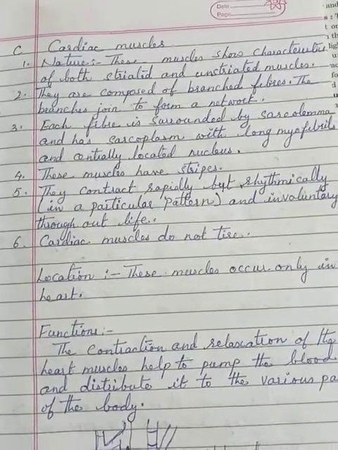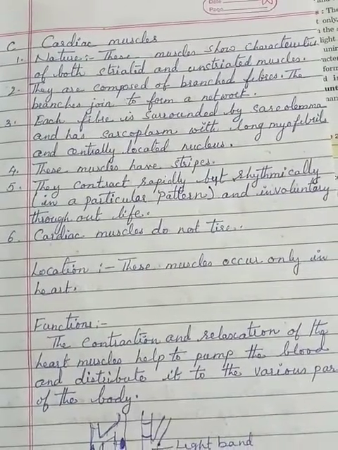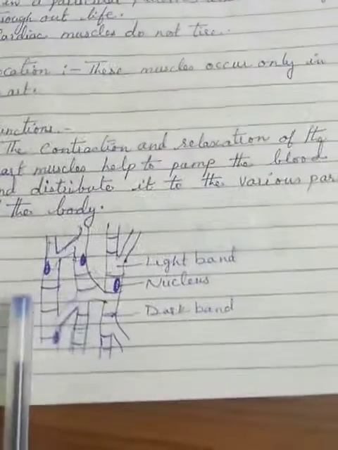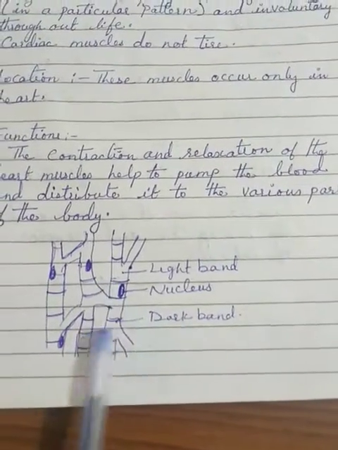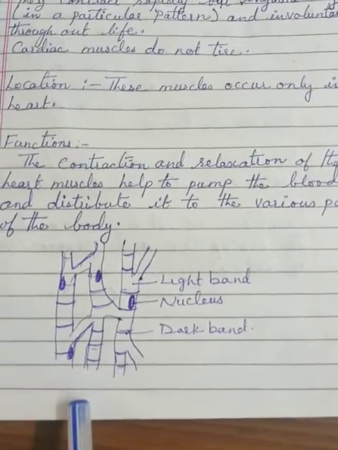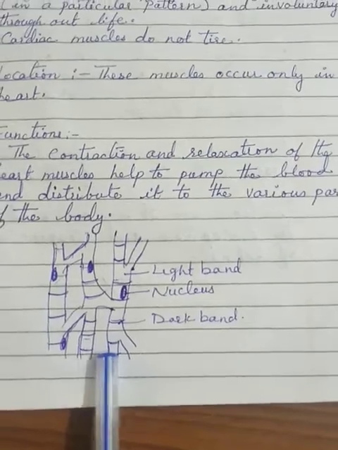They are composed of branched fibers. These branches join to form a network. Here you can see these muscles are branched. See the branching of the muscles, and these branches join to form a network.